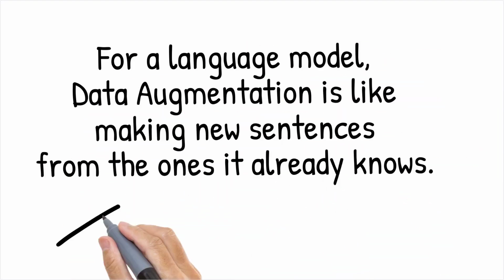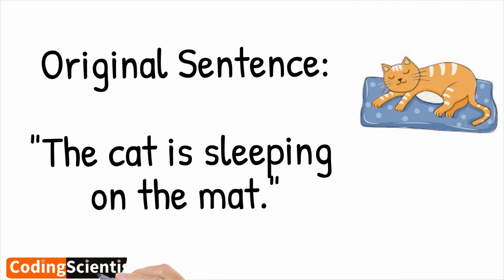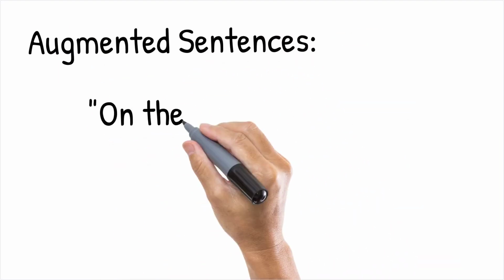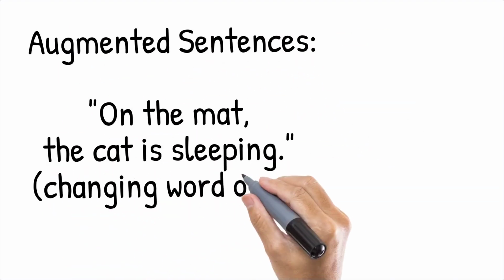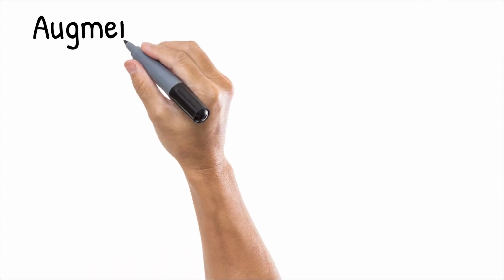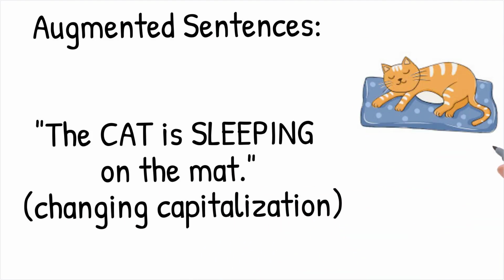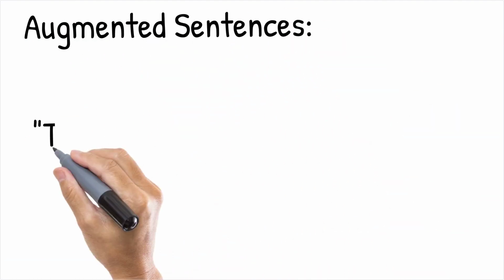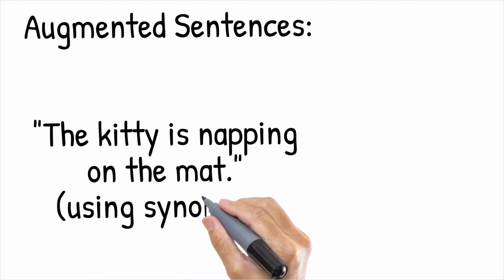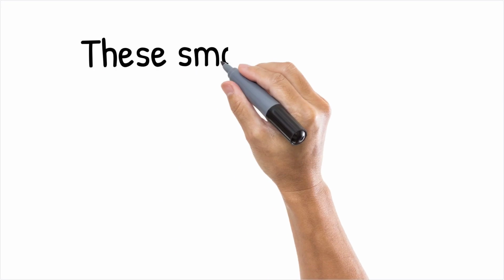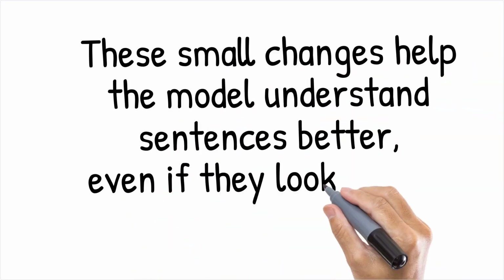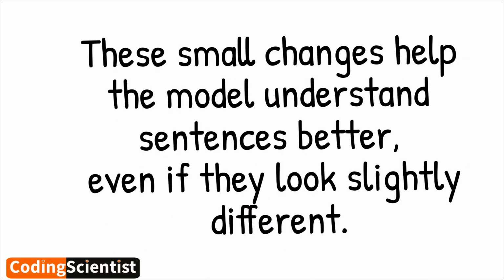How does it work in large language models? For a language model, data augmentation is like making new sentences from the ones it already knows. For example, original sentence: the cat is sleeping on the mat. Augmented sentence: on the mat, the cat is sleeping. Changing word order. Augmented sentence: THE CAT IS SLEEPING ON THE MAT. Changing capitalization. Augmented sentence: the kitty is napping on the mat. Using synonyms. These small changes help the model understand sentences better, even if they look slightly different.